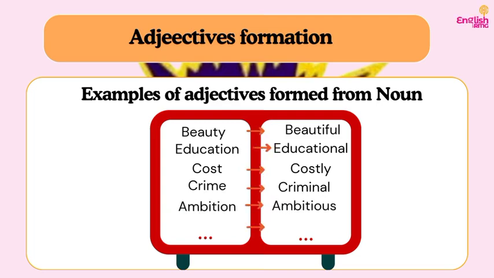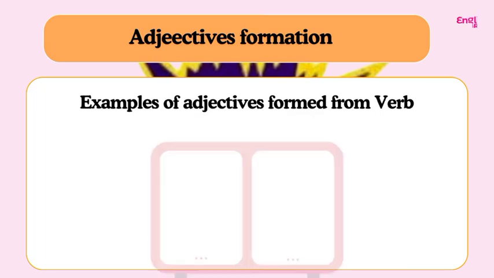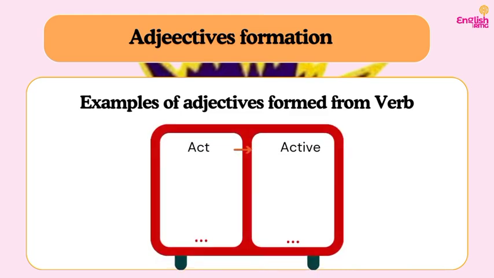Criminal modifying offense. So we have ambitious from ambition. So sometimes we say that most of the words that end with tious are what? Adjectives. We have desirable from desire. So we could also say that most of the words that end with able are what? Adjectives. We could also have a few adjectives formed from verbs.